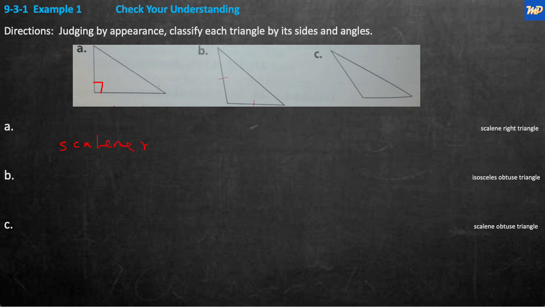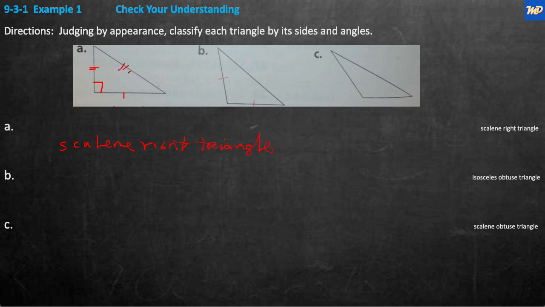S-C-A-L-E-N-E, right, R-I-G-H-T, triangle. A scalene right triangle. No sides equal, 1, 2, 3. No sides equal. Now here we have two sides congruent with the one single tick mark. So it's two sides congruent, not three.